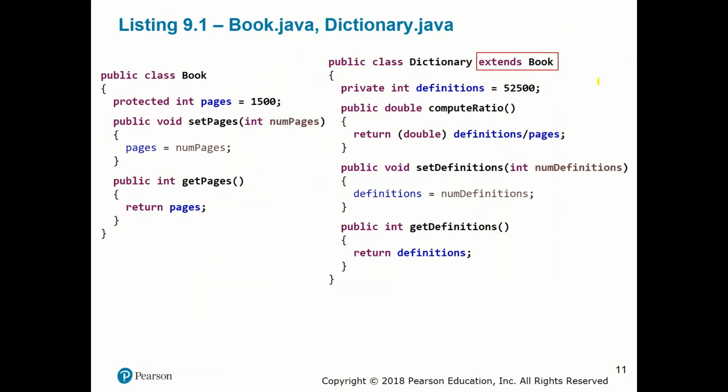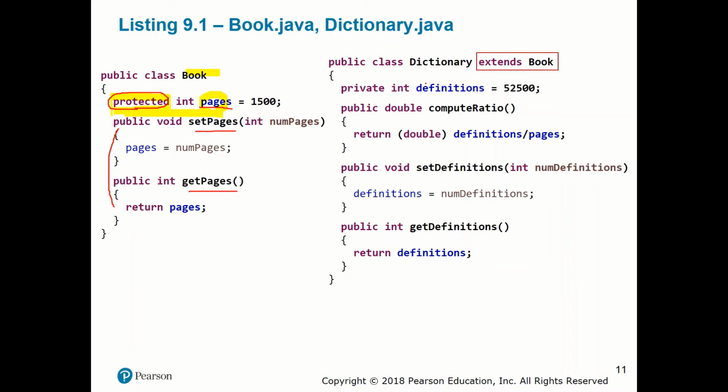This example is from the textbook. The Book class has only one member, pages, and here it is protected. I have never explained this one, but after this example, I will explain it specifically. And protected is one of the access modifiers, like private. So protected int pages, and there is a set method and a get method for the pages.